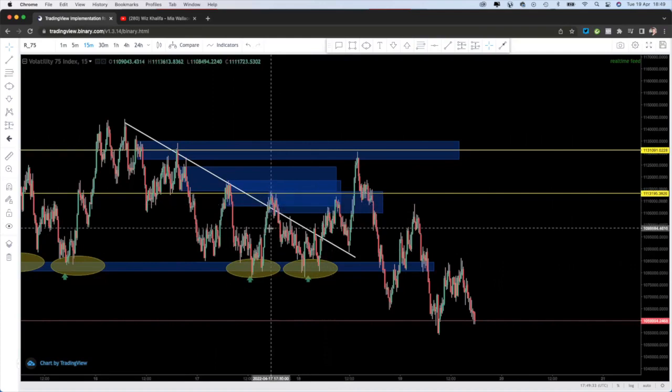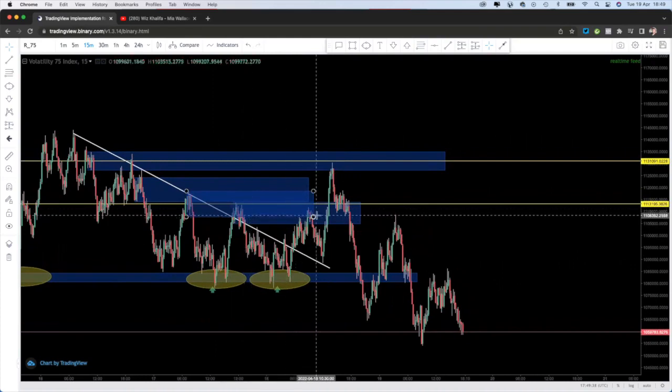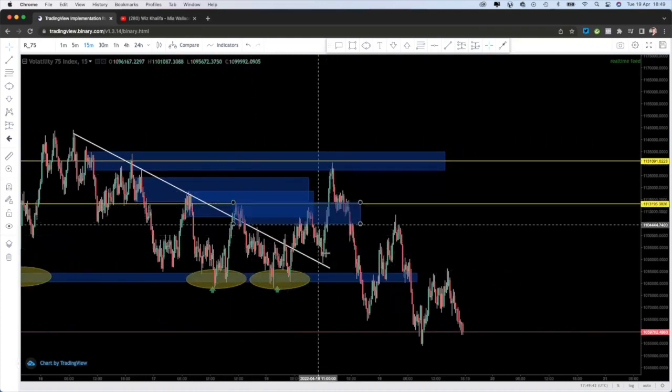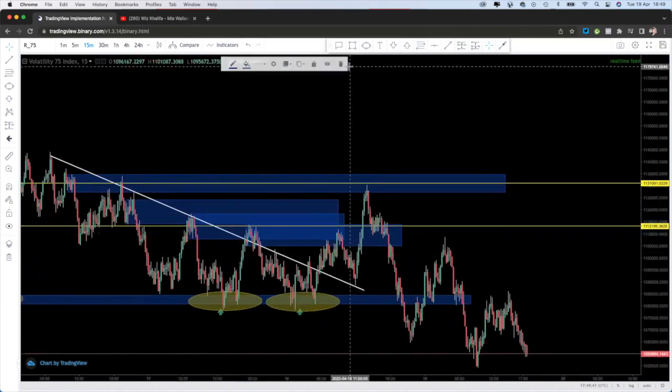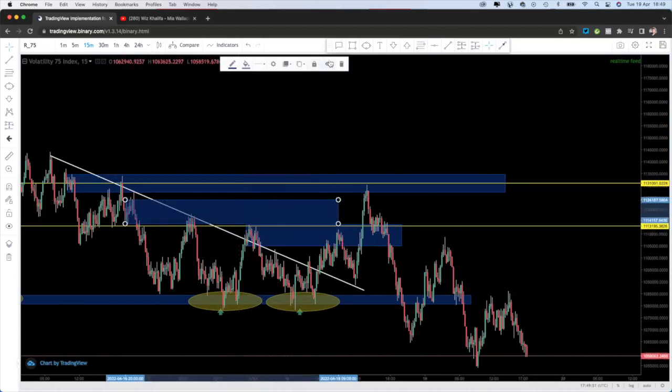So you can still take this trade, but keep in mind that it's actually a retracement of the new move that's just about to happen. So let me delete this to make this a lot simpler, a lot clearer actually.